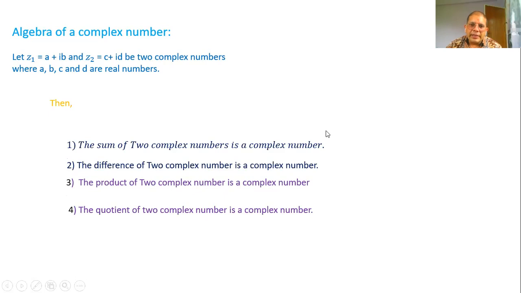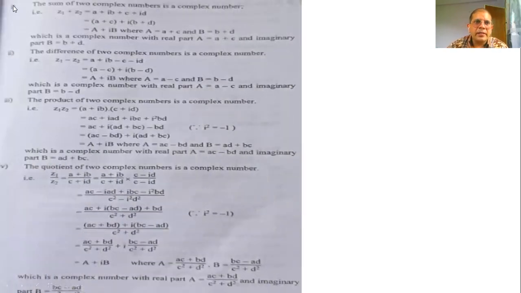So, examples of these: how can you get a complex number? I want to show you the photo of these from your textbook. So your photo is this one. The sum of two complex numbers is a complex number. Now it is Z1 plus Z2, which is a plus ib and c plus id. It is a plus c, one term, and id, another term.